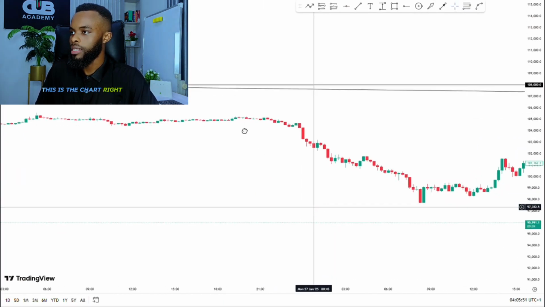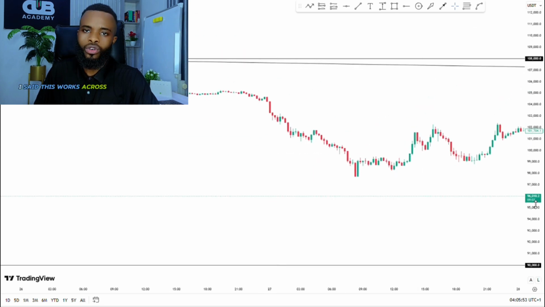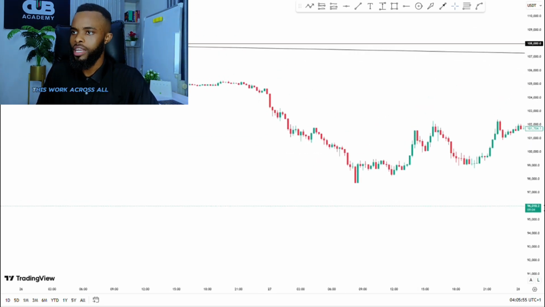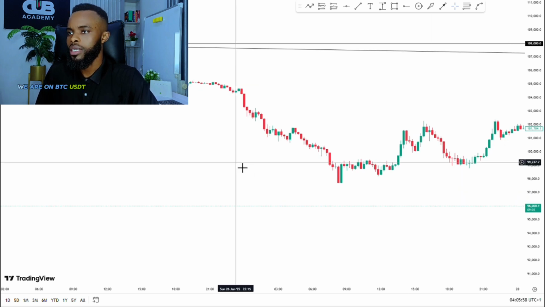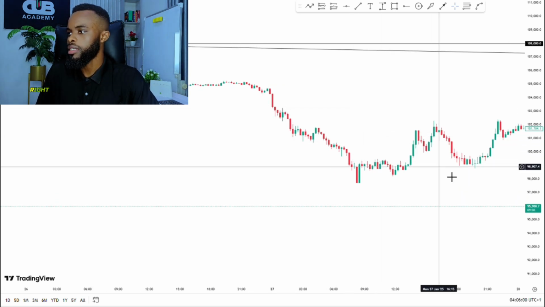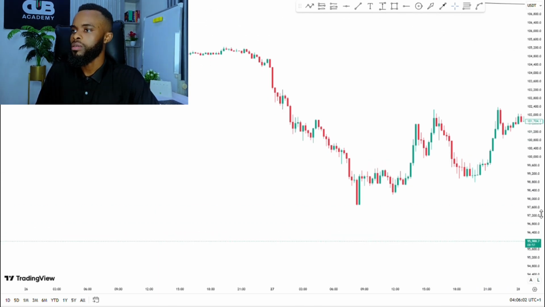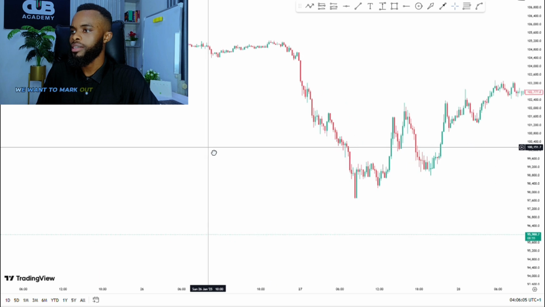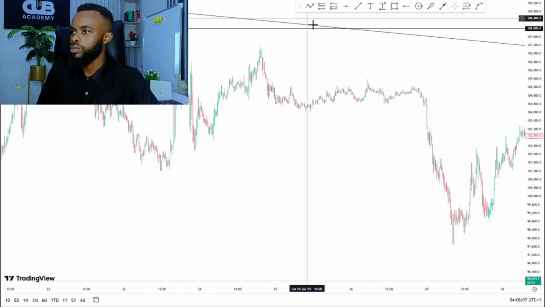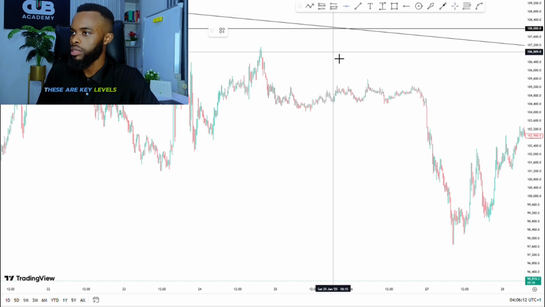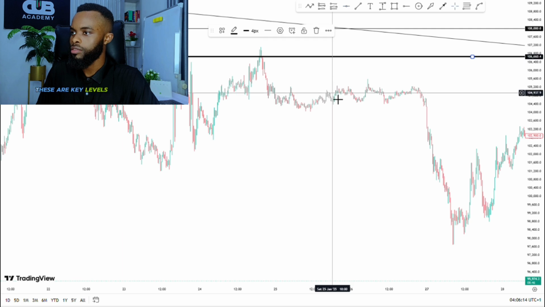So this is the chart right here. Like I said, this works across all time frames. We're on BTC/USDT, and this is the 15 minutes time frame. As you can see here, we want to mark out the key levels right here. These are key levels.